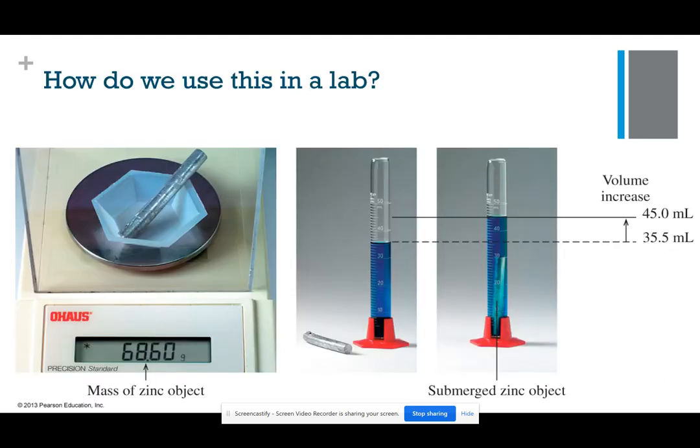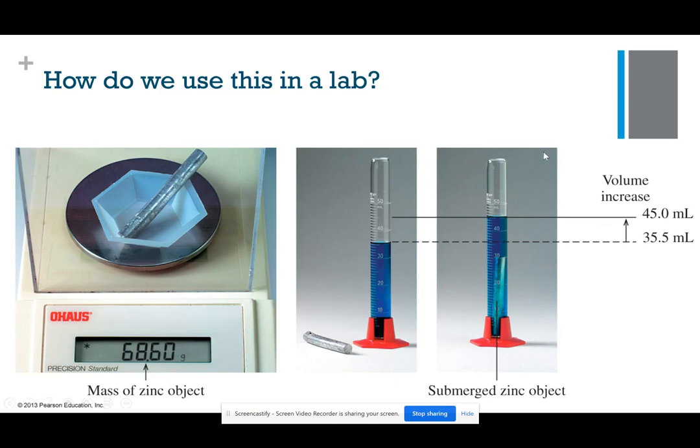So here is how we would use it in lab. Let's say I want to know the density of this unknown metal, and I need to get the mass. Well, that's easy. I just put it on a scale and it spits out the mass for me. But how am I going to get the volume of that unknown metal? The way that we do this is through water displacement. We take the metal, we look at how much water it displaces or moves, and that's the volume of that particular piece of metal.